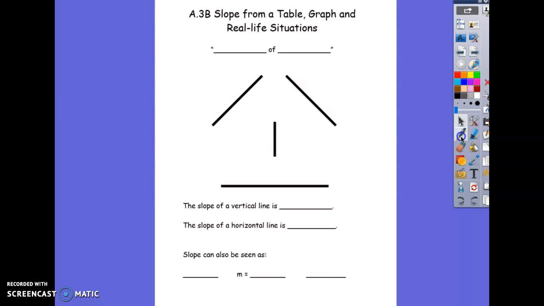The front of the worksheet, okay, because it's going to be like a little booklet, and at the very end, you're going to fold it and glue it in your notebook. But for right now, we're going to fill the front out, the front cover. This is slope, which is the same thing as rate of change.